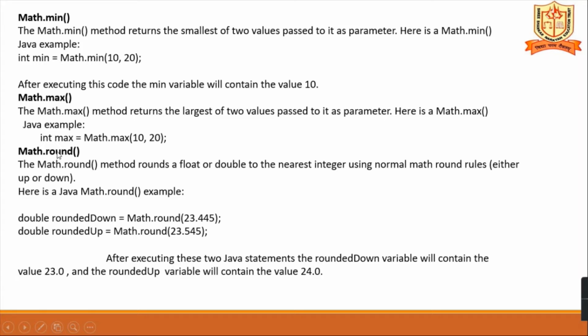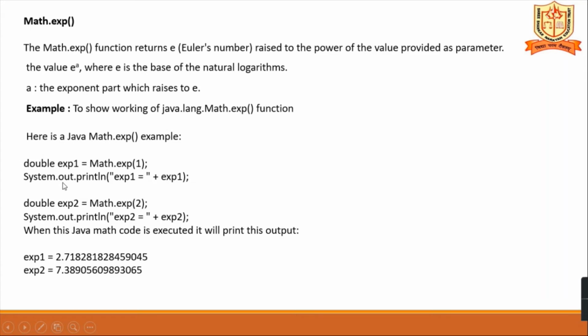And Math.round. Round is a method that rounds the float or double to the nearest integer using the normal math rounding. So 23.445 will return 23, and 23.54, above 0.5, returns the next number. So if it is 5 or above, it goes to the next number, 23 becomes 24, and if it is below 5, then it's the previous value only. So these are the methods present in the Math class.